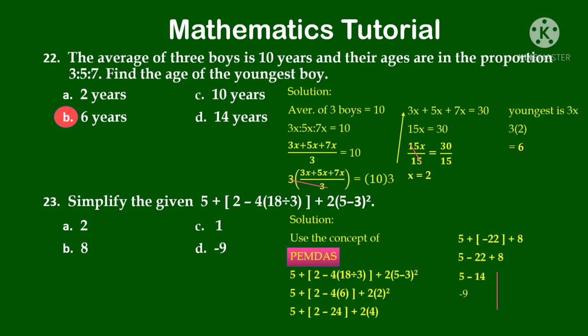Now, what if kung inuna din natin yung 5 minus 22? So 5 minus 22 is negative 17 plus 8. The answer for that is negative 9. Therefore, the answers are just the same. Letter D.